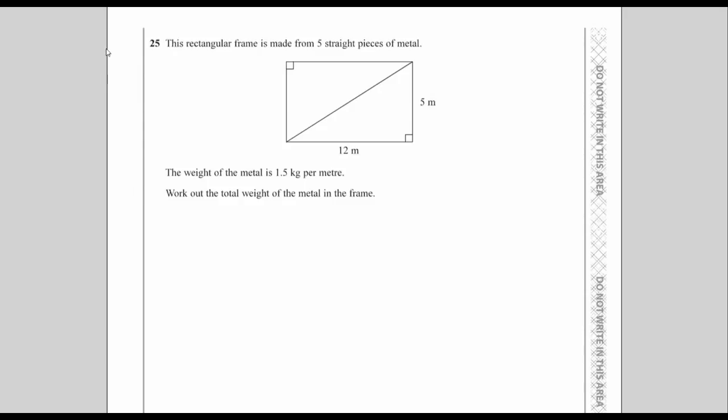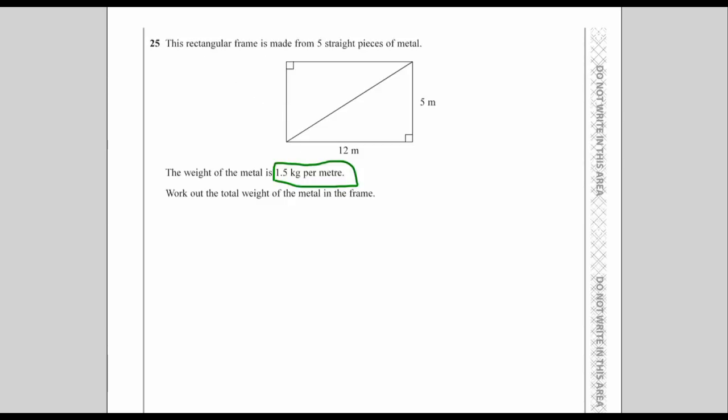Question 25. The rectangular frame is made from 5 straight pieces of metal. 1, 2, 3, 4, 5. The weight of the metal is 1.5 kilogram per meter. Work out the total weight of the metal in the frame. I'll show you the ones that are easy to find. This one, 12. This one, 5. And by the fact that they're the same, we now know this top one and the side one.